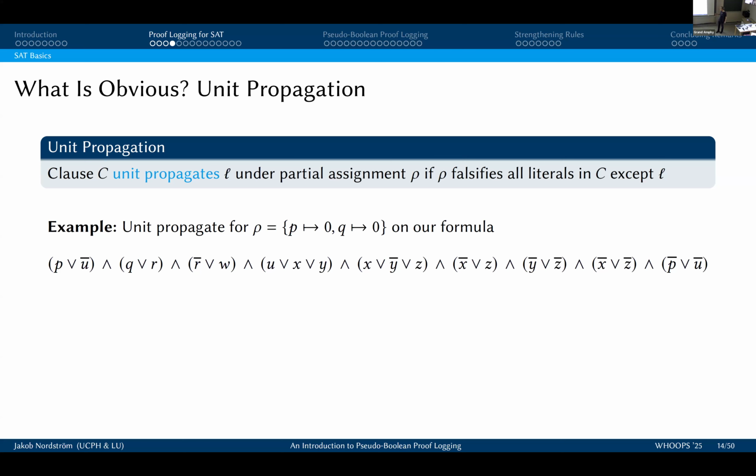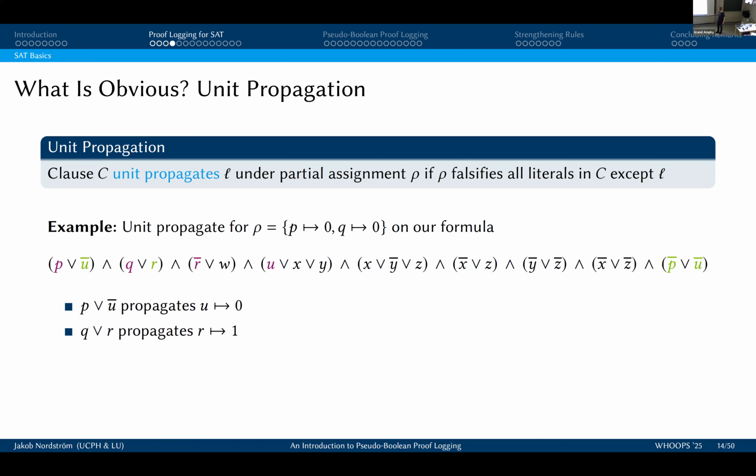So here's our example formula again. Let's suppose I set P and Q both to false. Let us unit propagate just to see if we're on the same page. So P is now false, Q is now false. Then from the first clause, there's only one non-falsified literal left, namely not U, so U has to propagate to false.